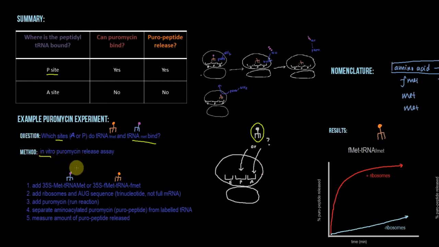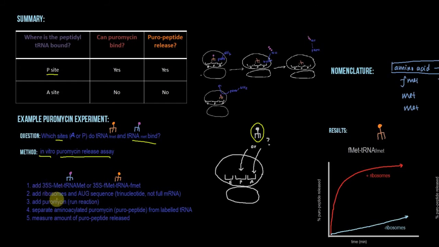Now it's in vitro, so this indicates that the factors that we're going to be adding are sufficient to make this reaction work. So the real part here is the puromycin release assay. The first thing we're going to do is add 35S Met-tRNAmet, which is drawn here, or 35S fMet-tRNAfmet. So they start with radiolabeled Met-tRNAmet or fMet-tRNAfmet, aminoacylated tRNAs, and it's the amino acid that's radiolabeled with 35S.